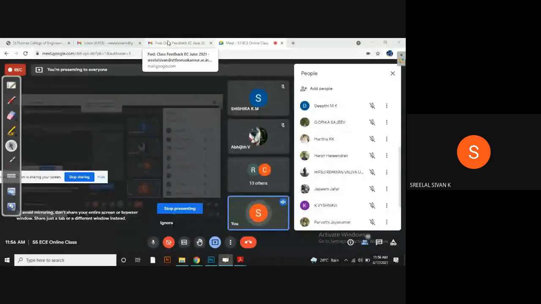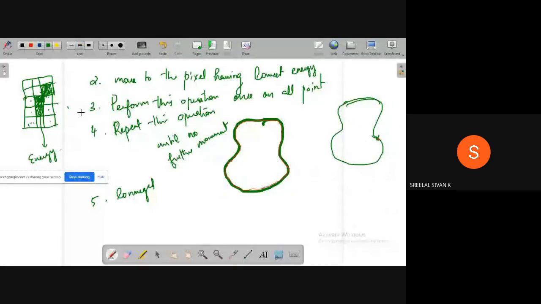That means you have extracted that particular object from the image, and the boundary is obtained. This is the common technique used in active contours. And now we can see how this energy is calculated.